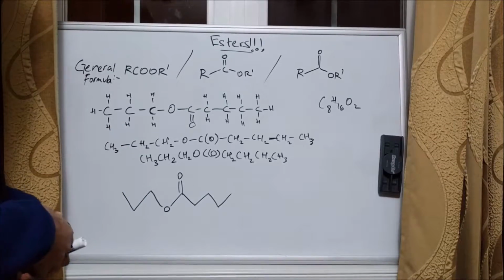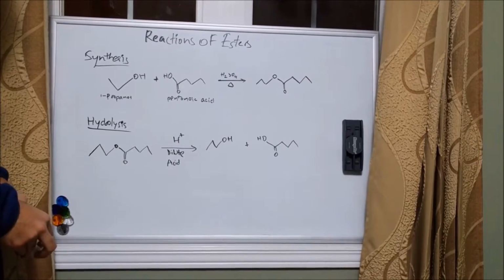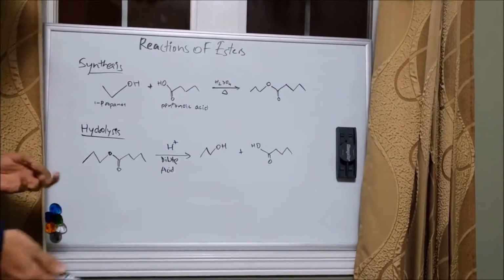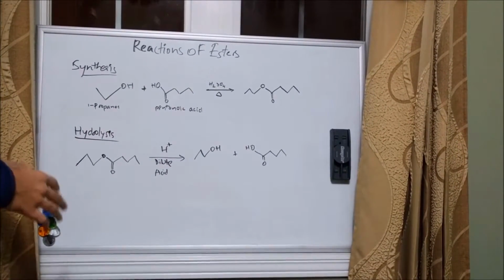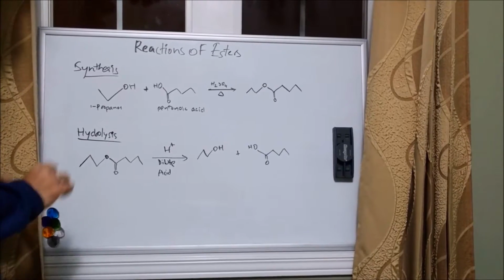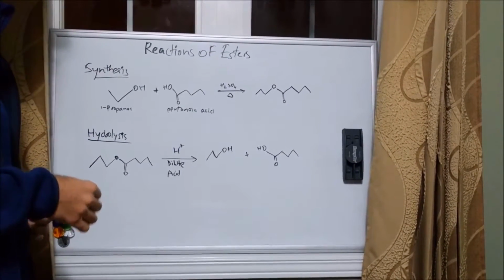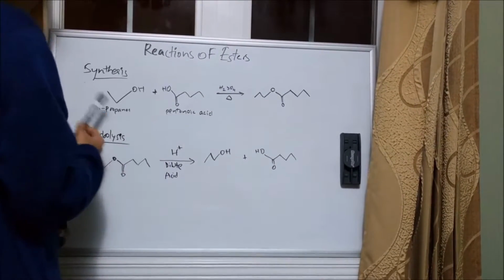Let's move to reactions now. Before I get into nomenclature of esters, I'm going to talk about reactions of esters. First type of reactions that esters are involved in is synthesis. So synthesis of esters. Now, esters are carboxylic acid derivatives because they're derived from a reaction that involves a carboxylic acid and an alcohol.